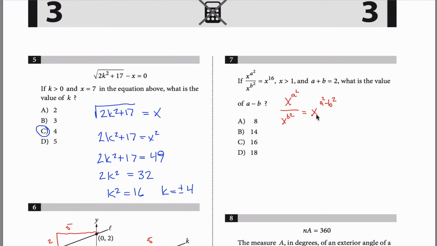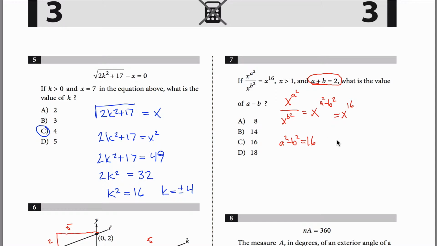What you are given is that x to the a squared minus b squared power is equal to x to the 16th power. Well, if these things are the same, then their exponents must be the same because their bases are the same. So a squared minus b squared equals 16. How do you solve this thing? Well, you have two different variables, an a and a b. But fortunately, they gave you more information. They gave you that a plus b equals 2.